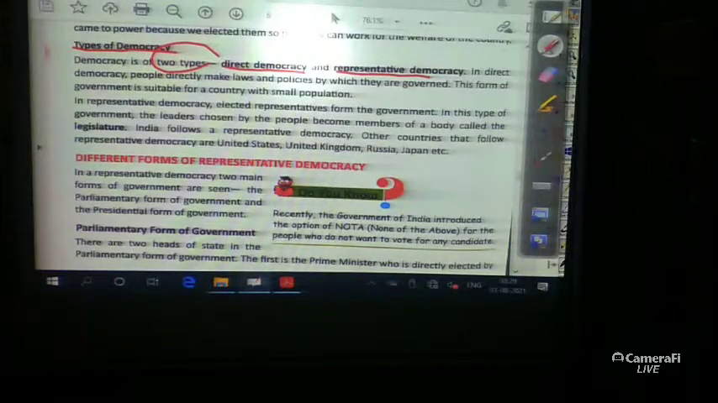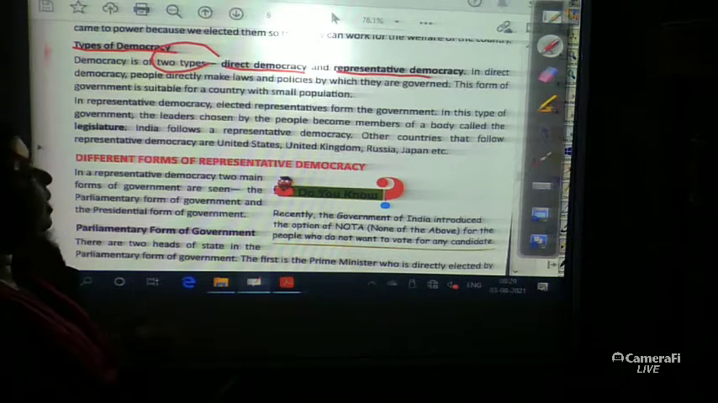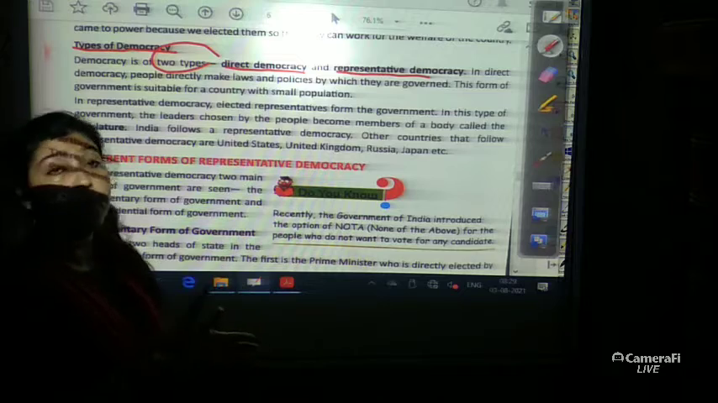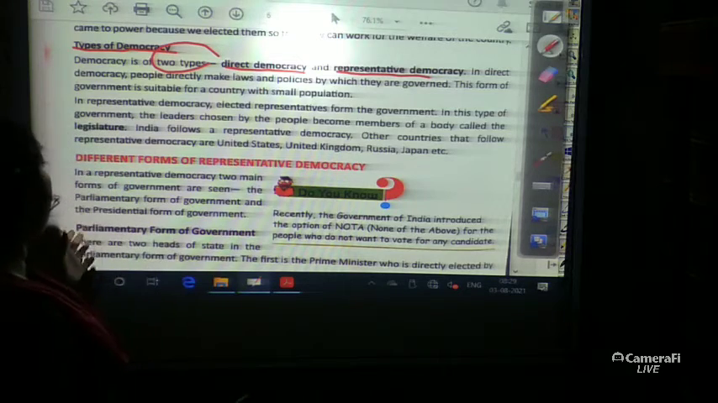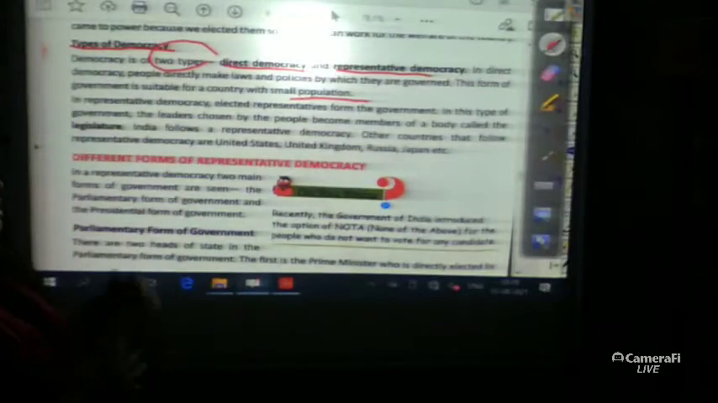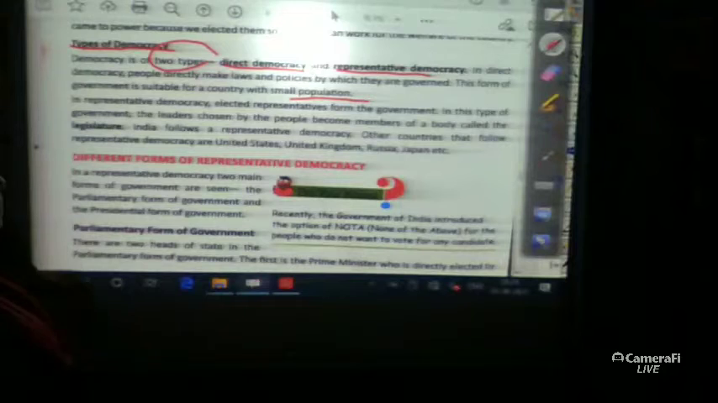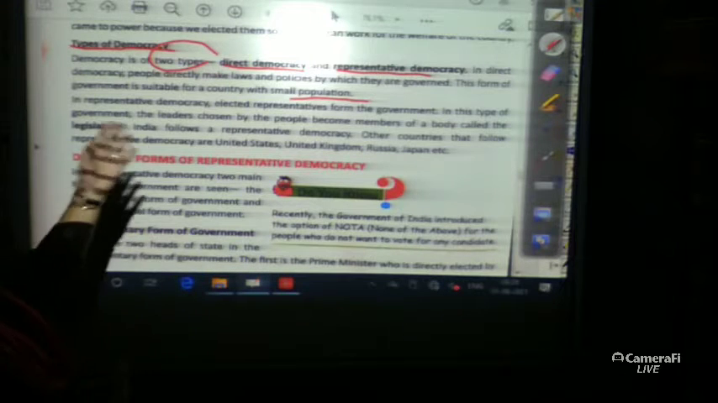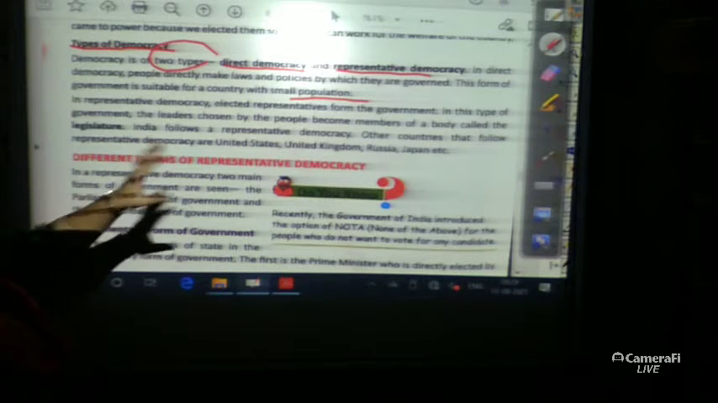In direct democracy, people directly make laws and policies by which they are governed. This form of government is suitable for a country with a small population. Where the population is very small, it can be applied. But with a huge population, it can never be applied. There we continue with representative democracy.